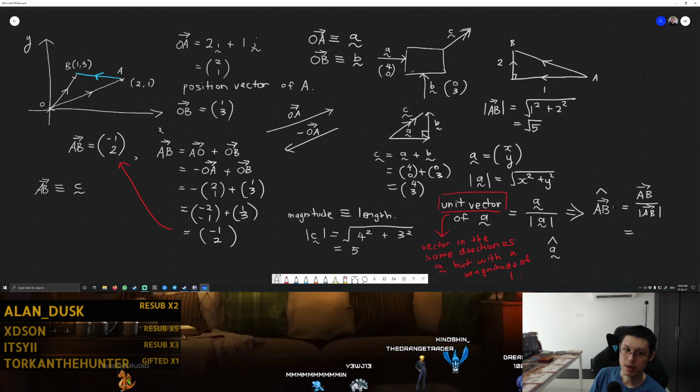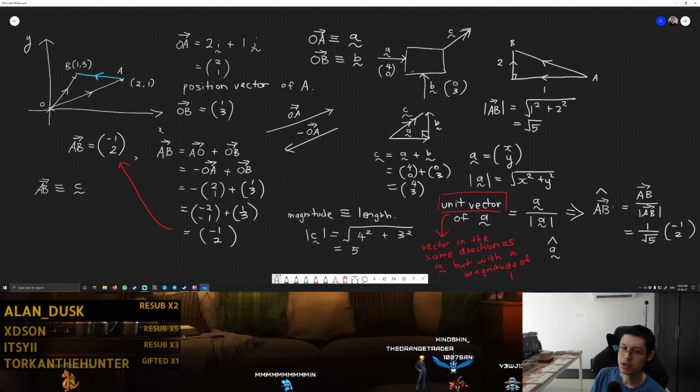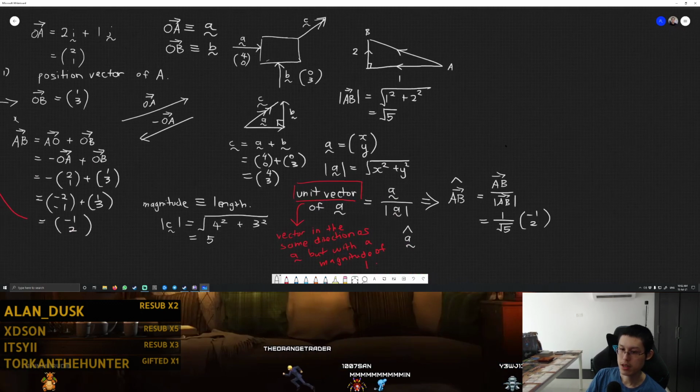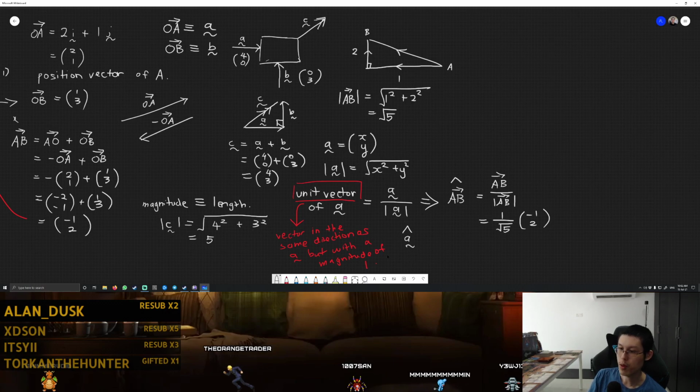That's good enough. So the unit vector of AB is going to be AB divided by the magnitude of AB. So what is AB? Well, AB is 1, -1, 2, and divided by the magnitude of AB, so 1 over root 5. And that is your unit vector, okay? So just to check that our unit vector has a magnitude of 1, let's try to find the magnitude of the unit vector.